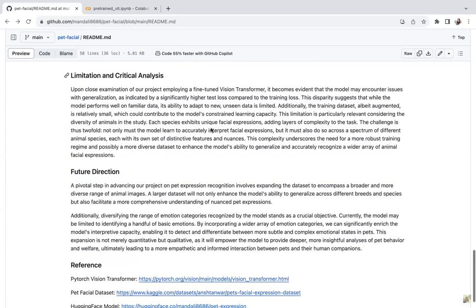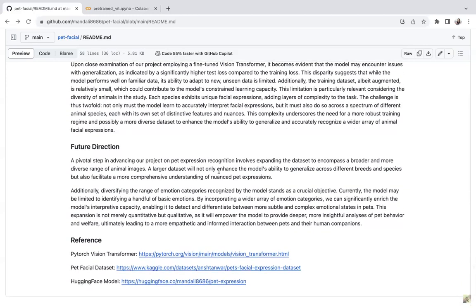I think this undesired performance is because the dataset is still relatively small. 1,000 images is not enough for a challenging task like emotion recognition from images. Also, this dataset includes multiple animals, so I think this kind of messes up the vision transformers, because they need to identify the animals first and then identify the emotion.